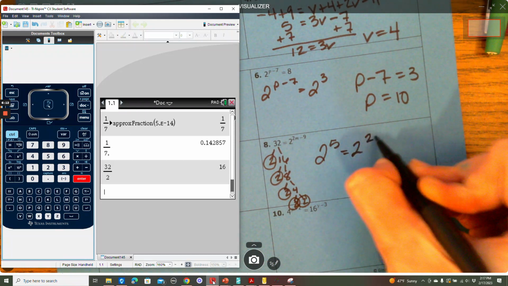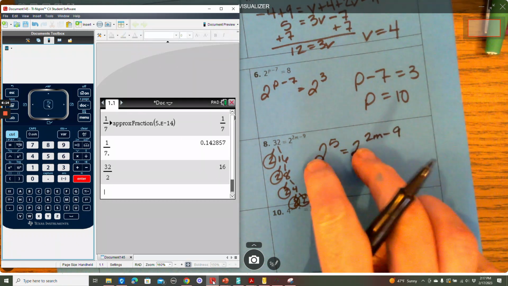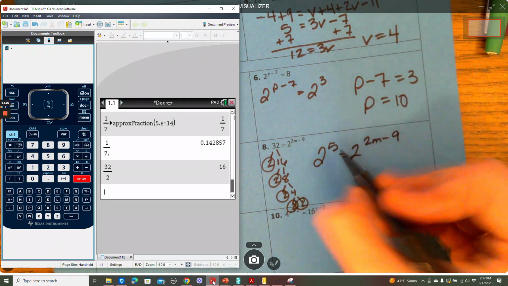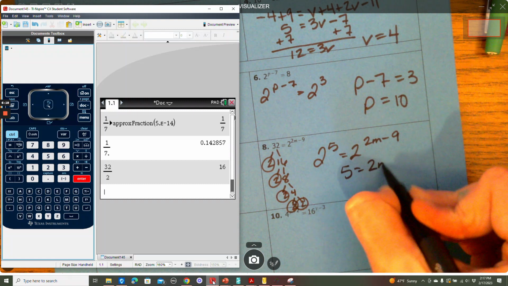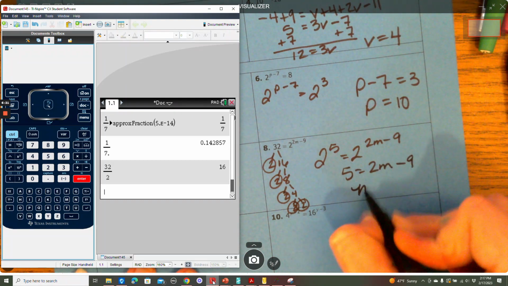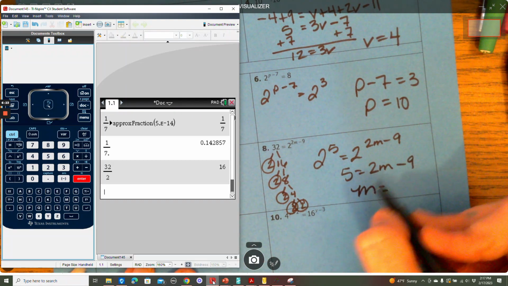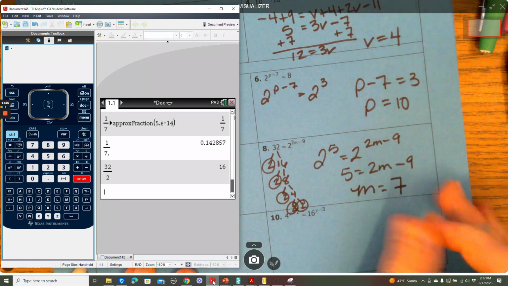And then this is 2m minus 9. Now I have bases that are the same. So 5 equals 2m minus 9. m is going to equal 7 there. Okay.